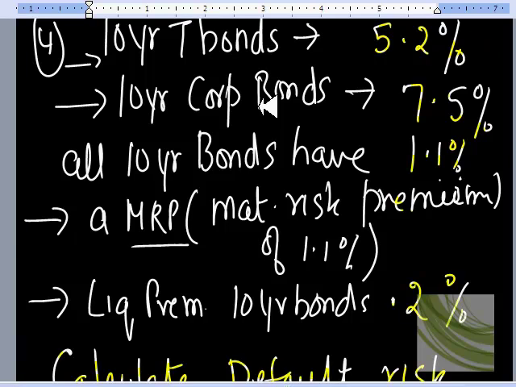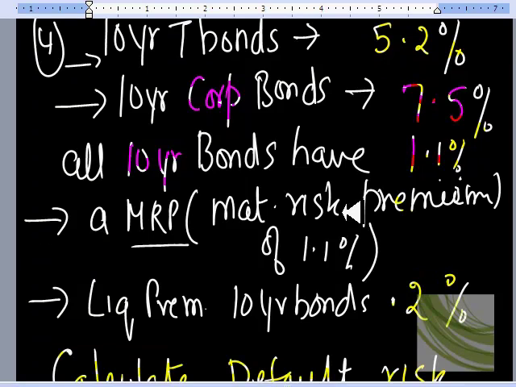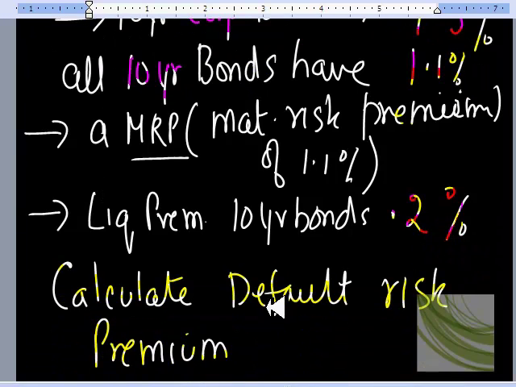So here you have 10-year Treasury bonds which yield 5.2%. 10-year corporate bonds, so these are your risky bonds, give you like 7.5%. And then all 10-year bonds have a 1.1% maturity risk premium. That is what all 10-year bonds have, that risk exposure that the interest rate will change and the yield may go down. And of course the liquidity premium on a 10-year bond is 0.2%. So they want you to calculate the default risk premium on this bond.